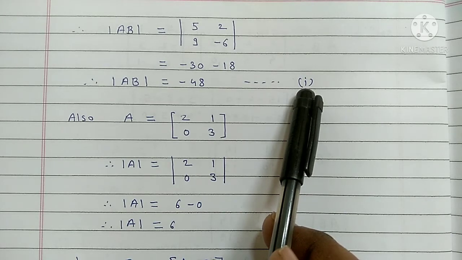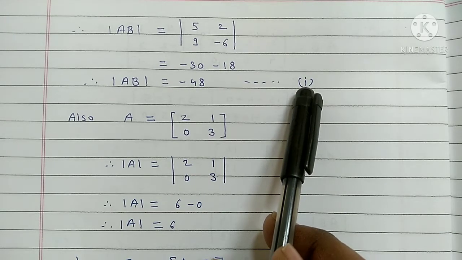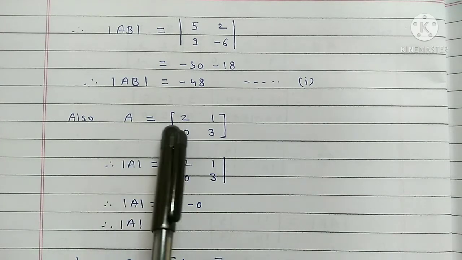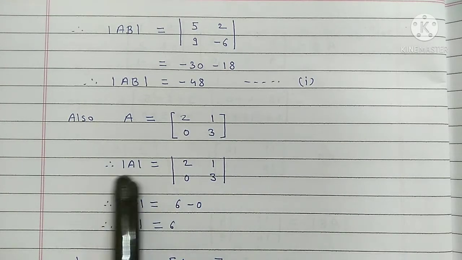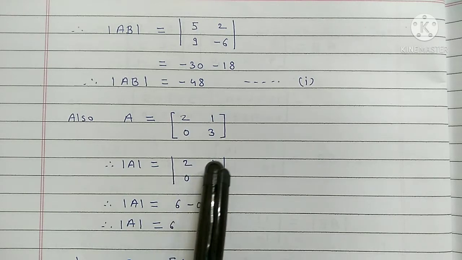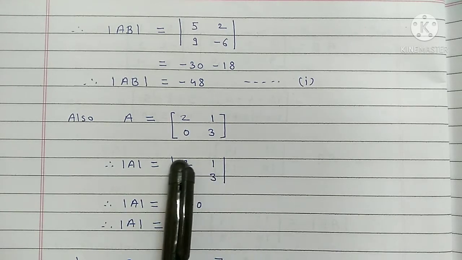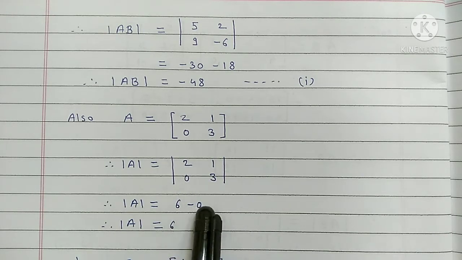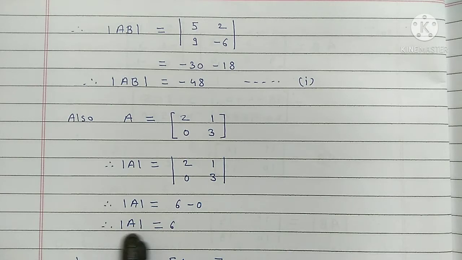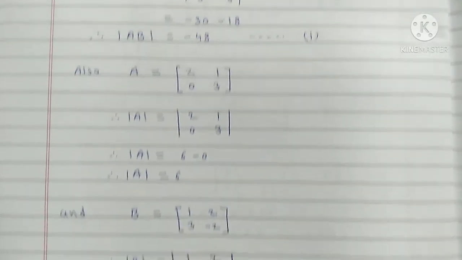Now we will find determinant of A and determinant of B. So our A is matrix 2, 1, 0, 3. So determinant of A is equal to determinant of 2, 1, 0, 3. So 2 into 3 is 6 minus 0 into 1 is 0. So 6 minus 0 is 6. So determinant of A is equal to 6.